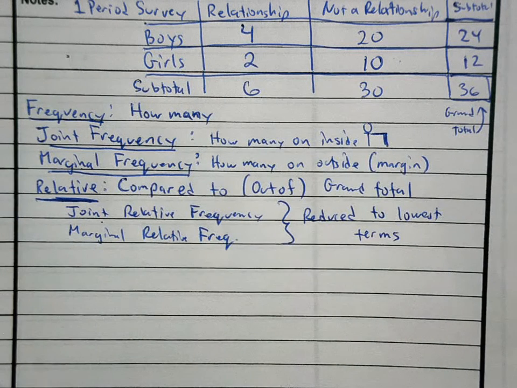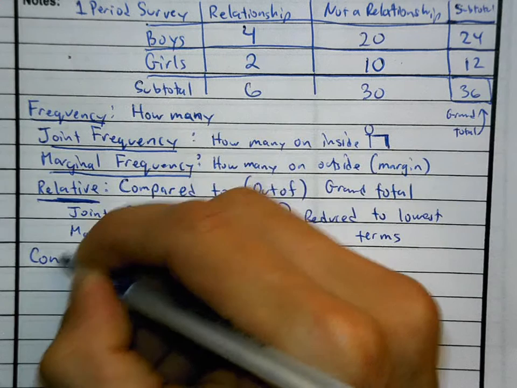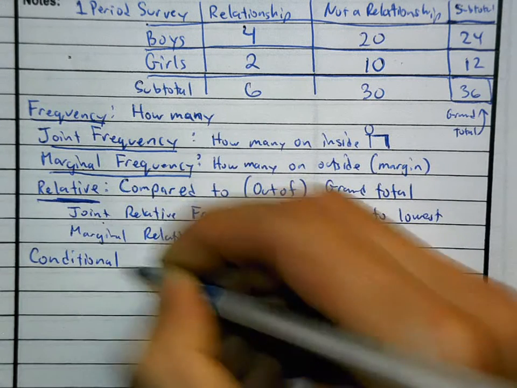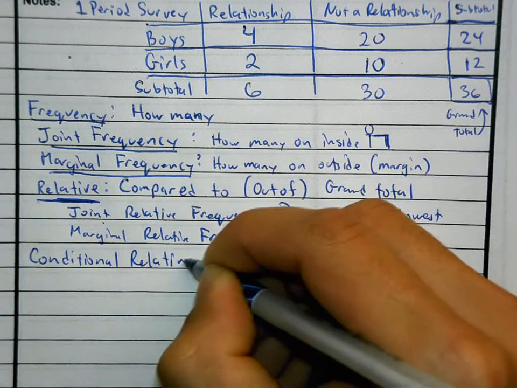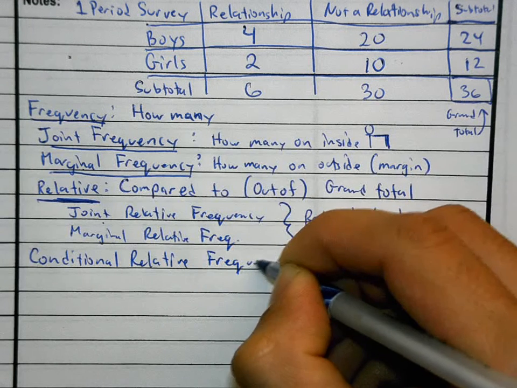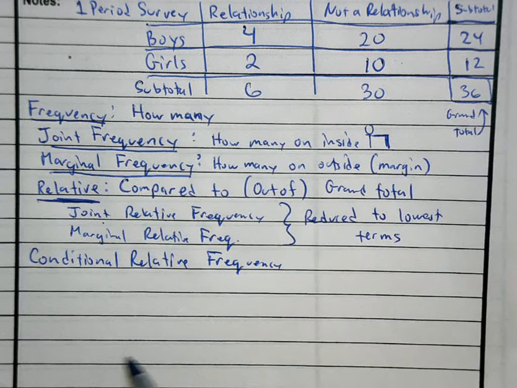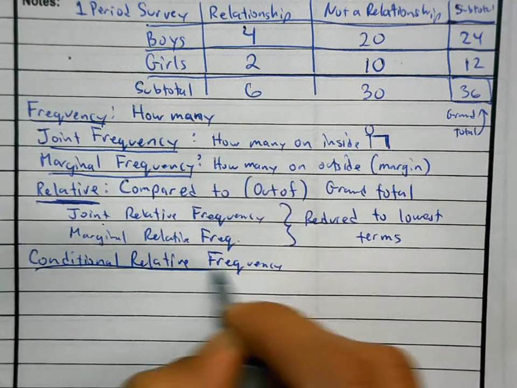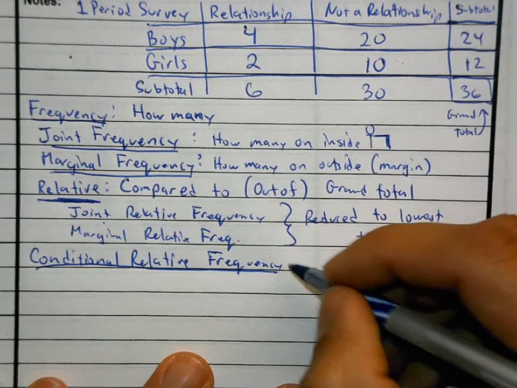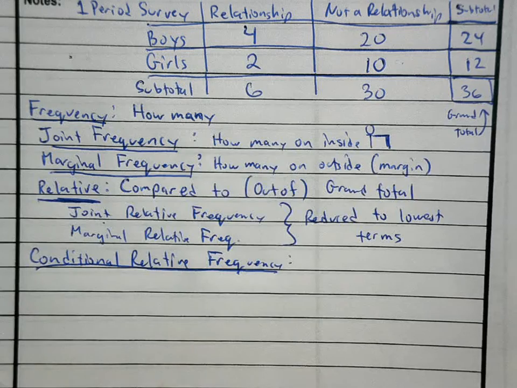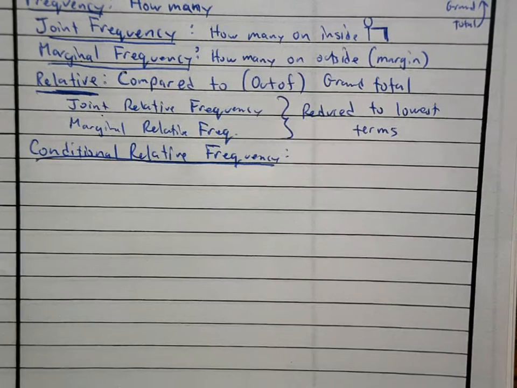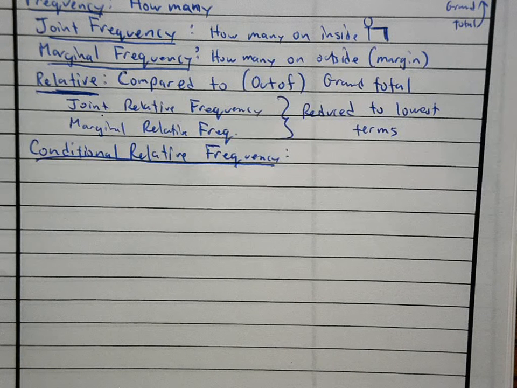Okay? So we have joint frequencies, we have marginal frequencies, but if we add the word relative, then we're going to compare it to the grand total. Oh, guess what? There's one more, and it's called conditional relative frequency. Conditional relative frequency means that there's a given condition.